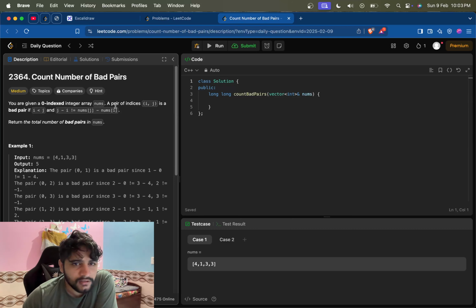and a pair of indices i, j is a bad pair if i is less than j and nums[j] minus nums[i] is not equal to j minus i. So the total number of bad pairs we need to return, where j is greater than i and the difference in indices is not equal to the difference in the values here.